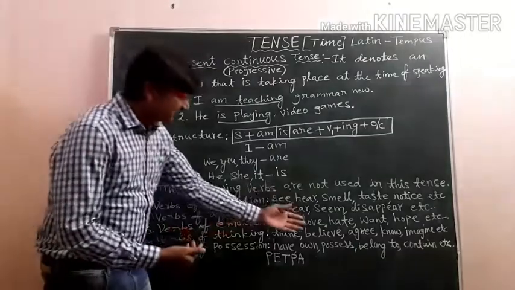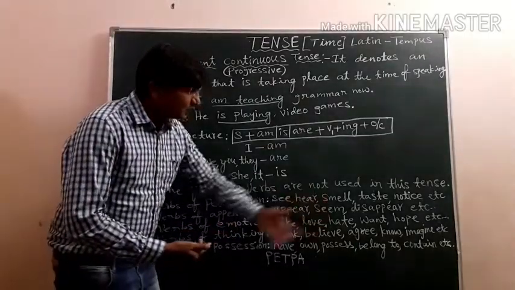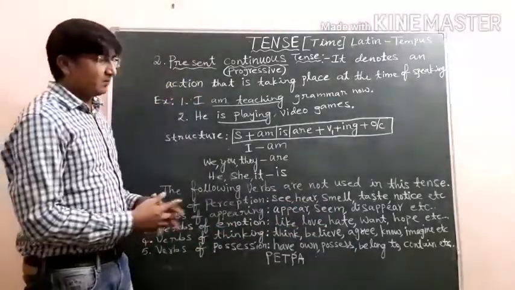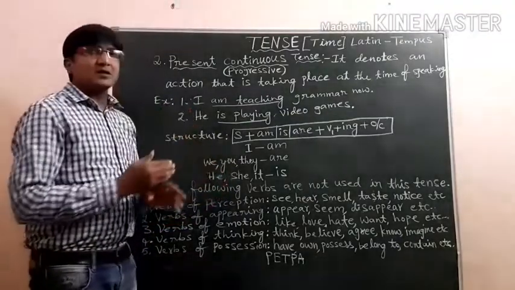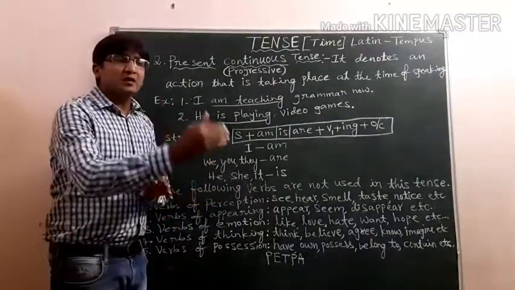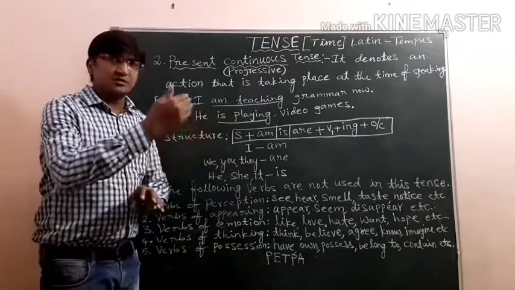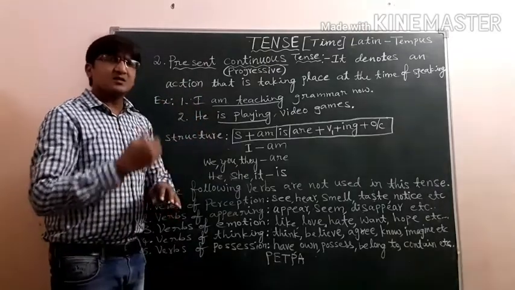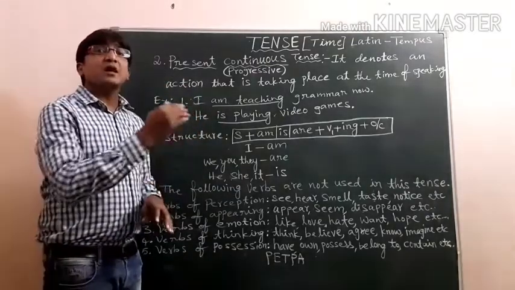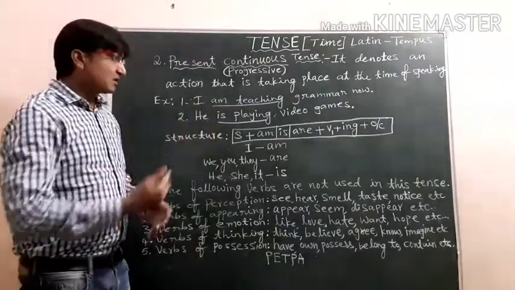And possess and belong to, etc. So here, belong: "the necklace is belonging to her" is a wrong sentence. The correct sentence is "the necklace belongs to her." That is the correct sentence.